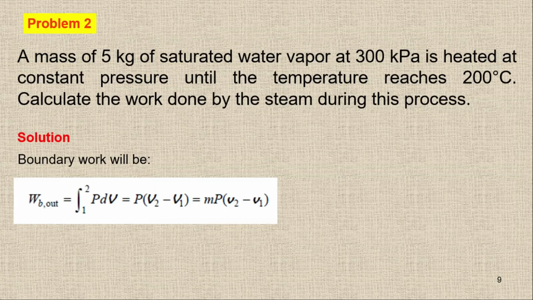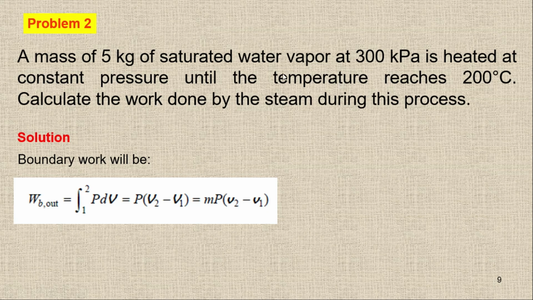Moving to next question. Here we have a mass of 5 kg of the saturated water vapors at 300 kilopascal is heated at constant pressure. Now it is heated at constant pressure until the temperature reaches 200 degrees Celsius. Calculate the boundary work done by the steam during this process.